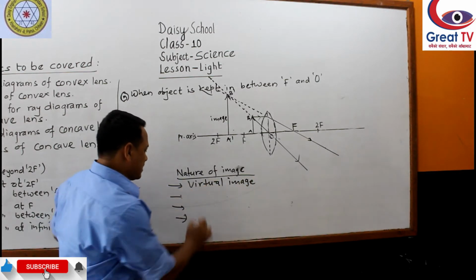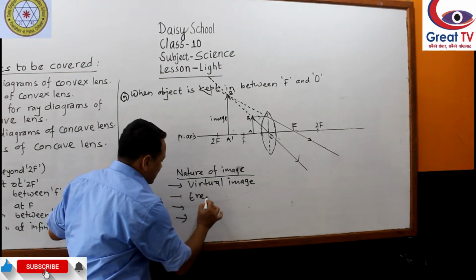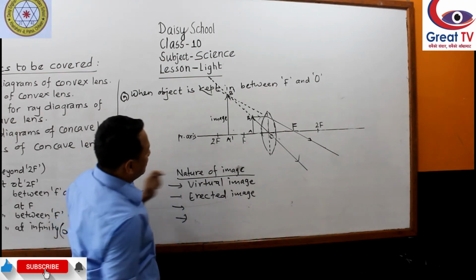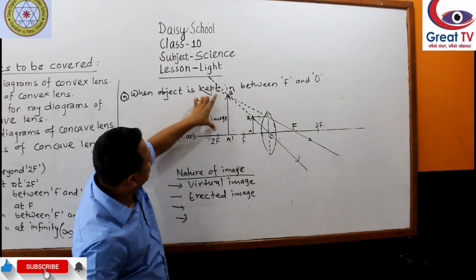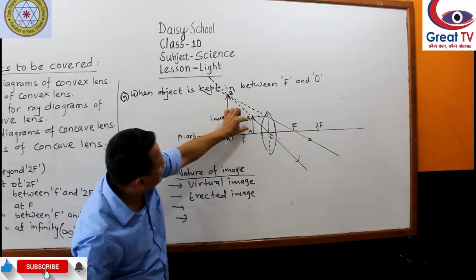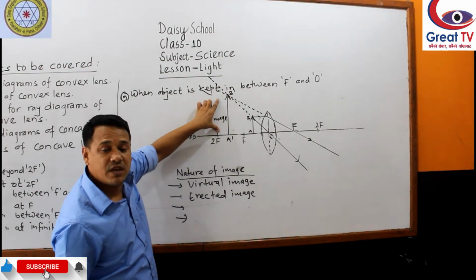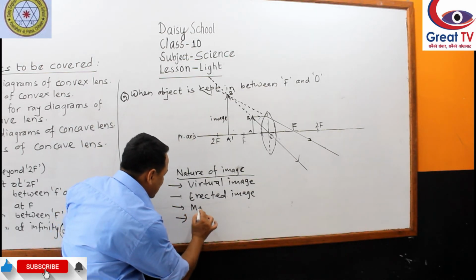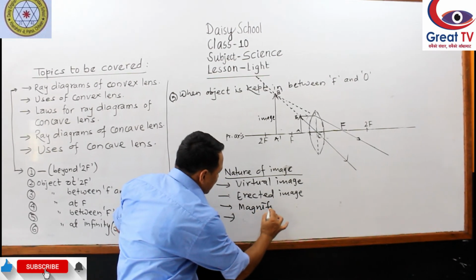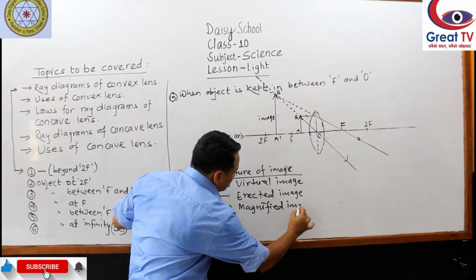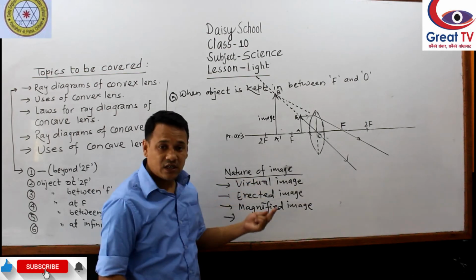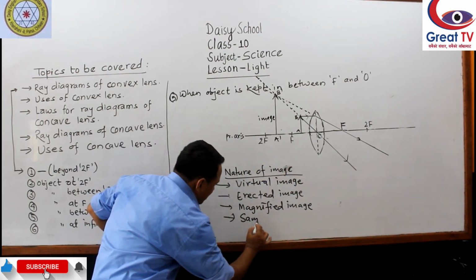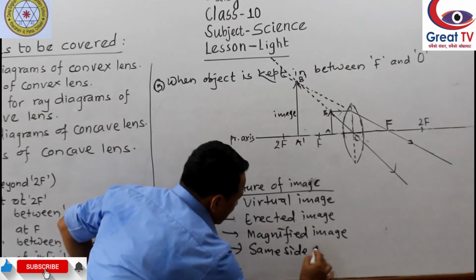Similarly, virtual image is always erected image. This is the size of object and this one is size of image. Big or small? Big means magnified image. Similarly, position: same side of object.